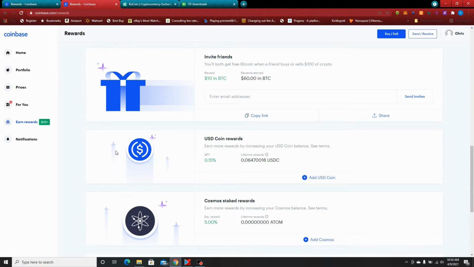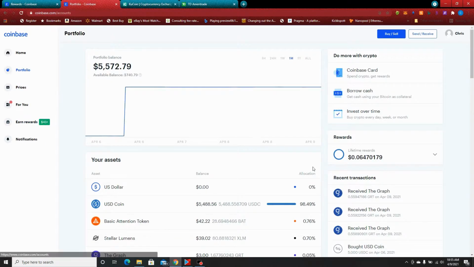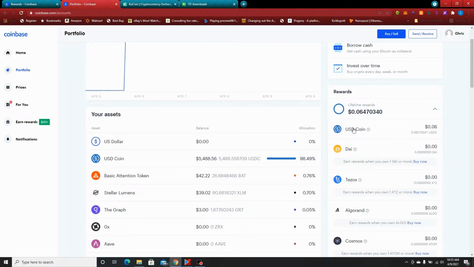And the other thing I was going to show you was an example of staking, and you can see it right here with USD coin. But if we go back to the portfolio, it's a little more obvious to see. So we see rewards, lifetime rewards, and we drop it down. We see this is for USD coin. I've been staking this, but not intentionally.